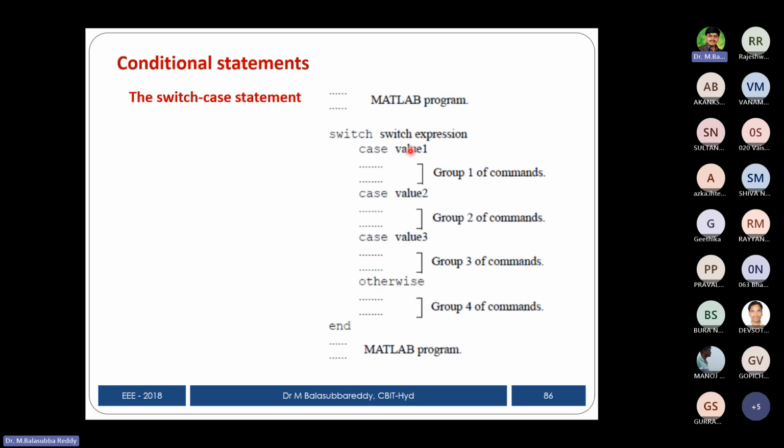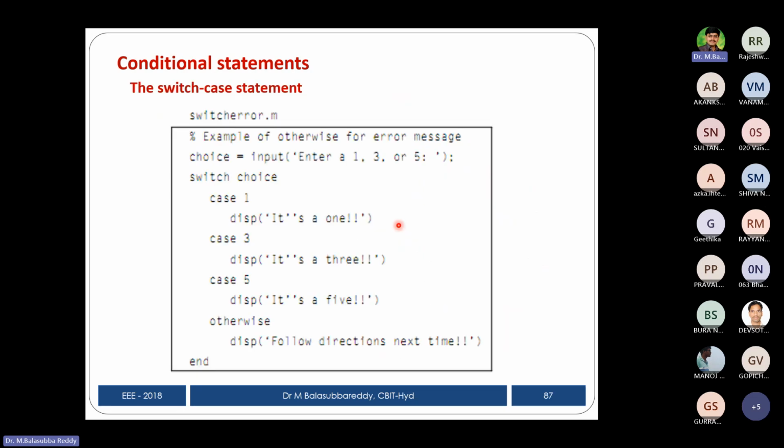If case is 1, then it will execute group 1. Case is 2, go for group 2. Case is 3, group 3. Case means what value. Suppose case is equal to x. If you mention x is 1, then it will execute the first. X is 2, execute the second. Like that. That is our switch case.